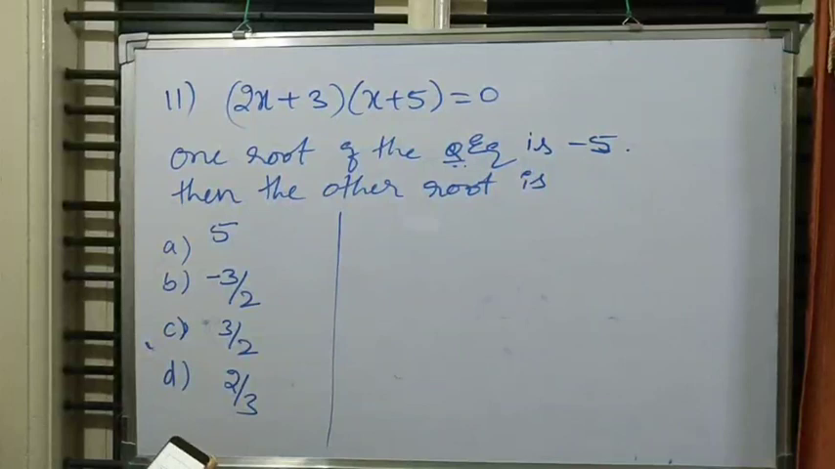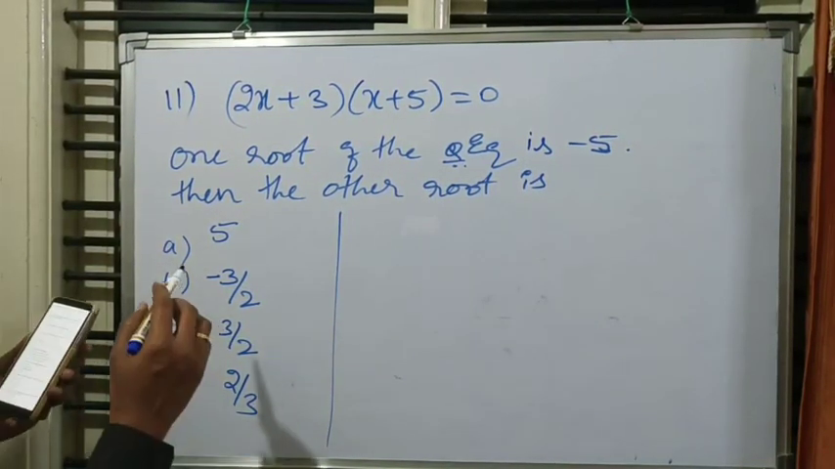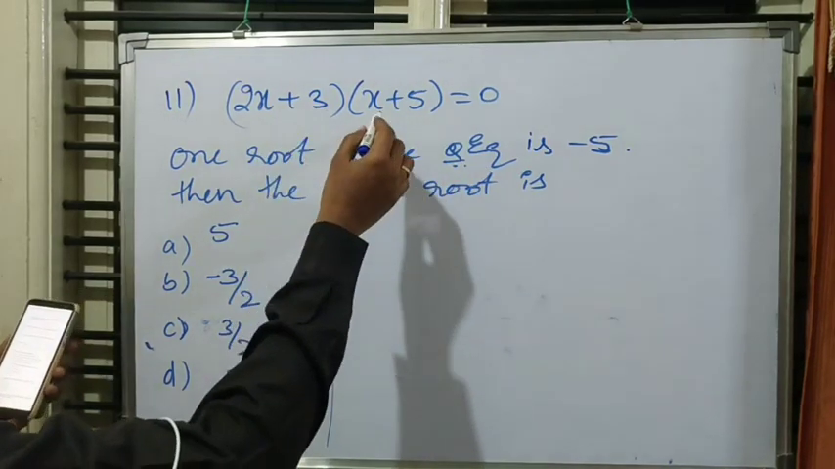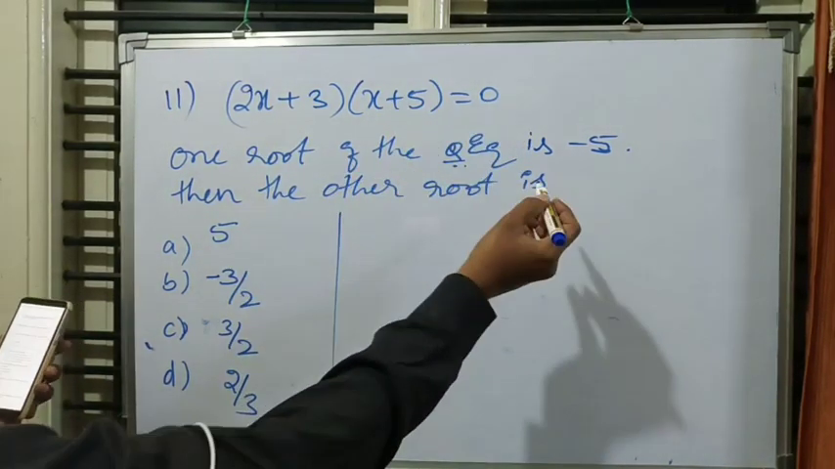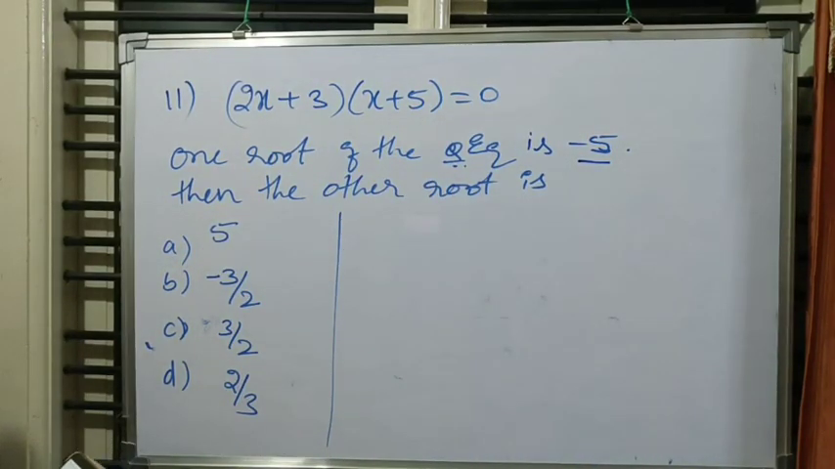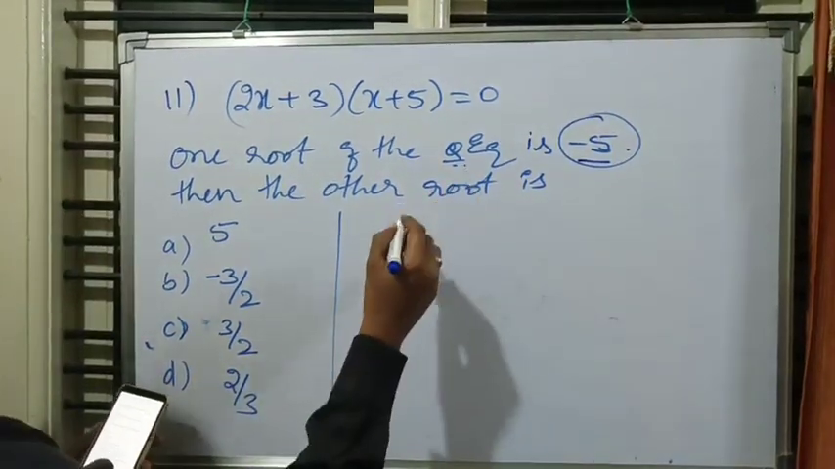Okay, dear students, let us come to the next question, the 11th one. One root of the quadratic equation (2x + 3)(x + 5) = 0 is -5. Then what is the other root? You know that every quadratic equation has two roots. Here they have already given one root, that is -5. How does it come? Very simple.